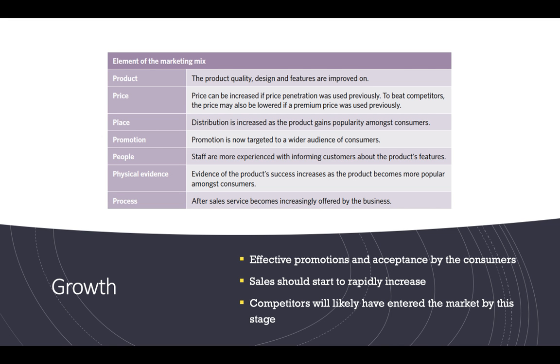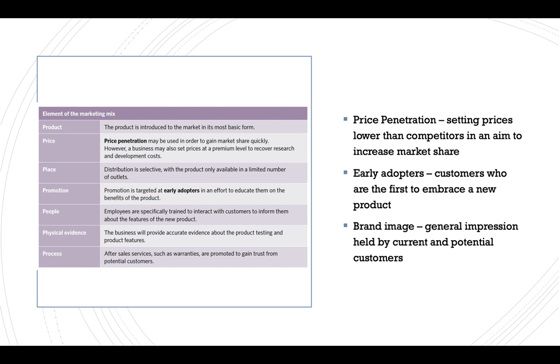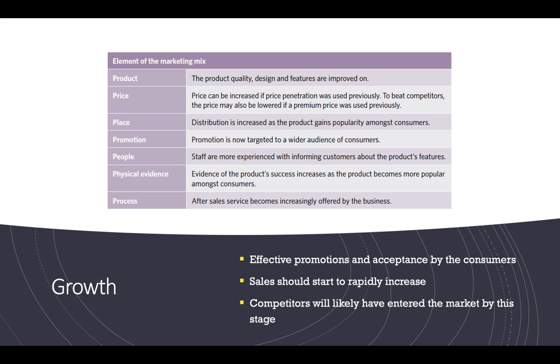All right, the growth phase. So what we were just talking about was still the introduction phase. When we hit growth, effective promotions and acceptance by the consumers. They are starting to really like the product. They're wanting to purchase it. This is where sales are going to rapidly increase.